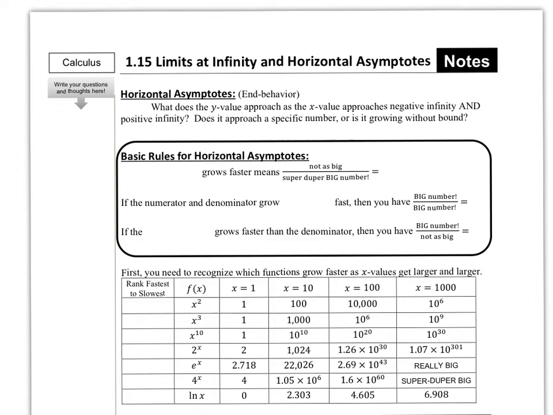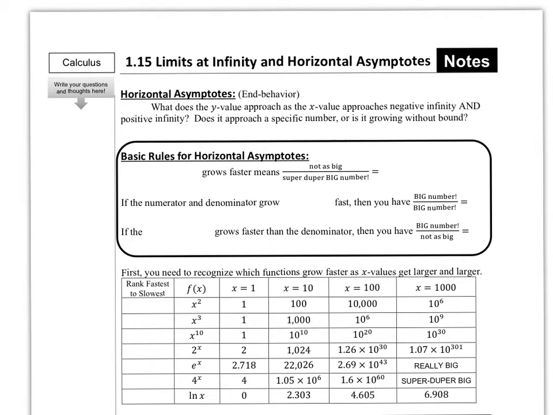Okay, lesson 115, limits at infinity and horizontal asymptotes. So when we're looking at horizontal asymptotes, we're basically looking at what the y value approaches as the x value approaches negative infinity and positive infinity. Does it approach a specific number, or is it growing without bounds?